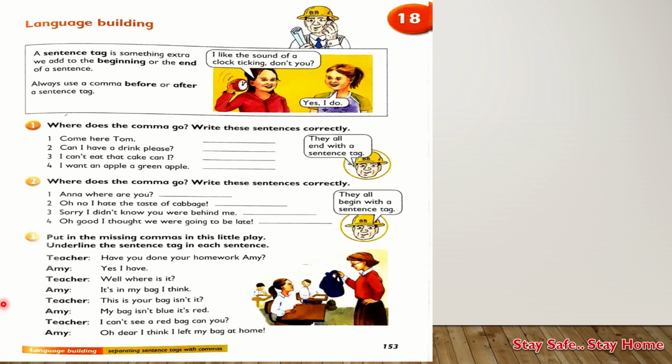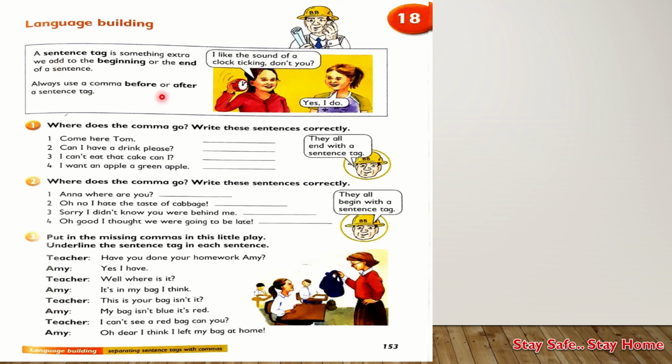Now, I need everyone to pay attention here. It's an easy part, which is a sentence tag. A sentence tag is something extra we add to the beginning or the end of a sentence. I don't want you to confuse it with suffixes and prefixes. Prefixes and suffixes are groups of letters. But a sentence tag is one word or more than one word. So we're adding words, we're not adding letters here.